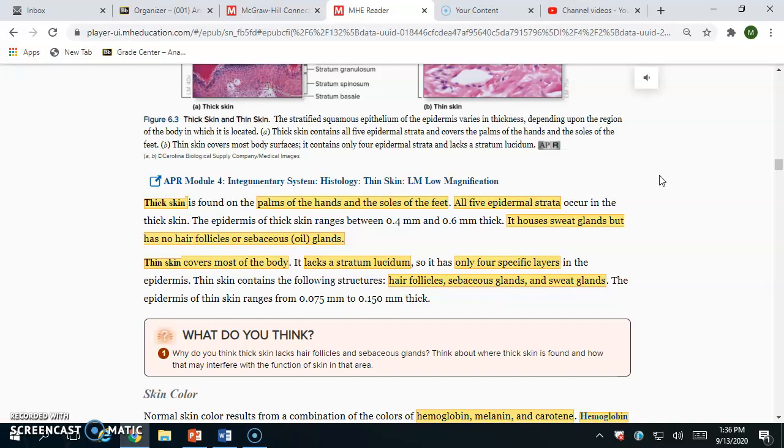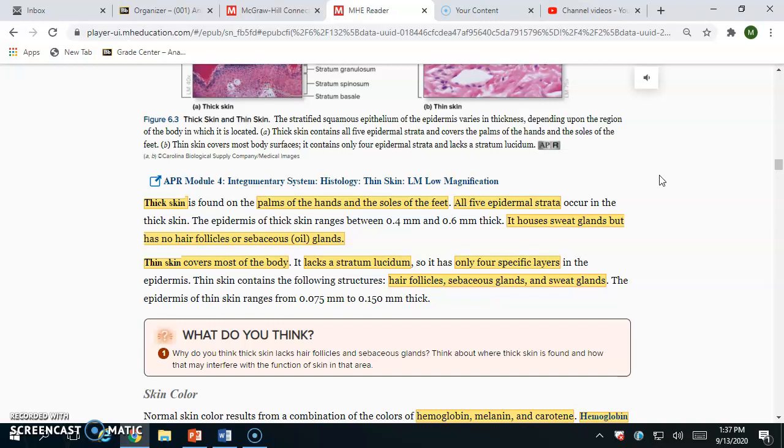Now, when it comes to the thin skin, it's pretty much everywhere else in the body. There are probably some minor variations in certain places, but in general, the thin skin is located everywhere else besides the palms of the hands and the soles of the feet. But you can find hair follicles, sweat glands, and sebaceous glands in those areas.